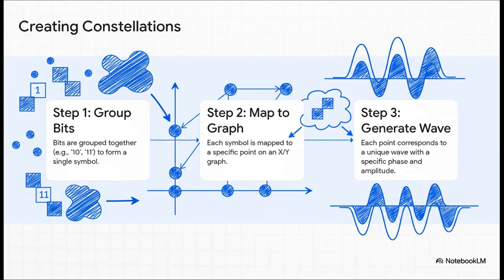Well, we get smarter. Instead of sending one bit at a time, we start grouping them together, like say 2 at a time. Then we take that group of bits and we map it to a single point on a graph. And each of those points on the graph corresponds to one very specific, unique wave shape with its own angle and its own strength.